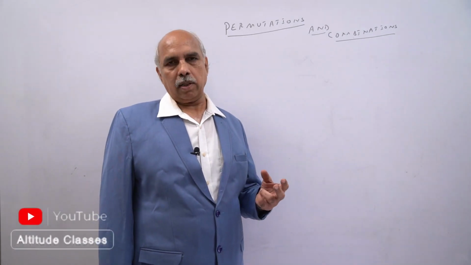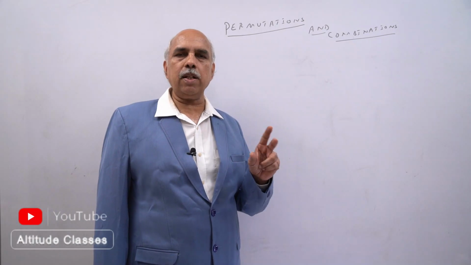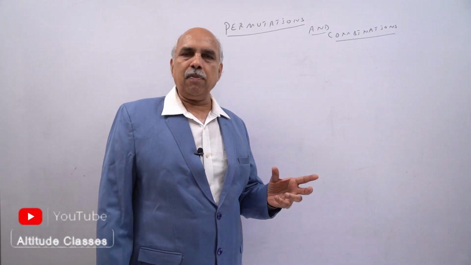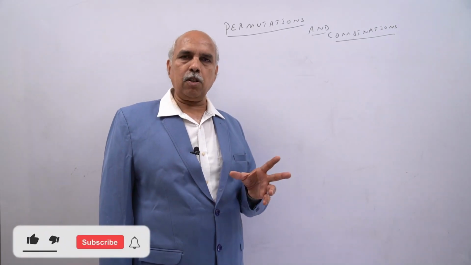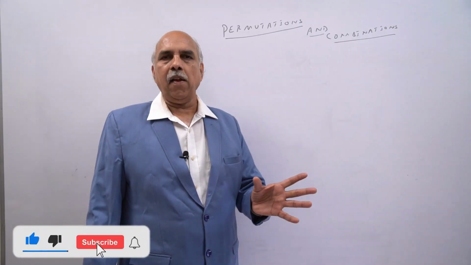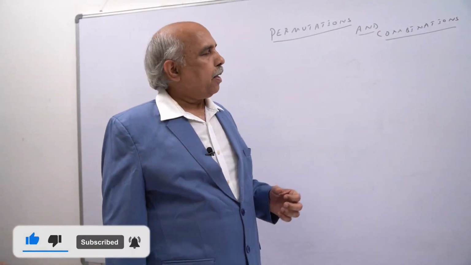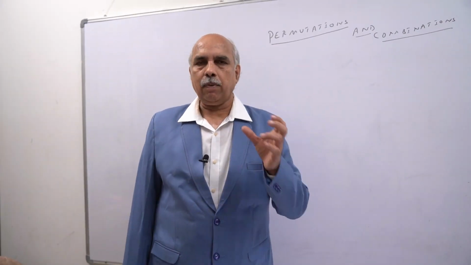Similarly, divisibility by 4, the last two digits must be divisible by 4. Divisibility by 5, the last digit should be 0 or 5. Divisibility by 6, the number should be divisible by both 2 and 3. In that way, we can have divisibility of numbers. Based on divisibility of numbers, we will be solving questions now.